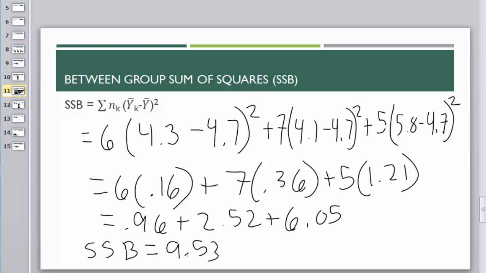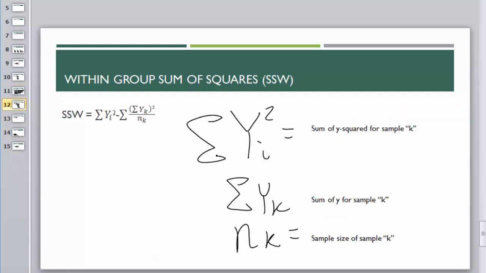Let's move on to the SSW. Here is the formula for that, where the sum of y squared sub k is the sum of y squared for sample k. Again, k standing for any of these samples. The sum of y sub k stands for just simply the sum of y for sample k. N sub k stands for the sample size of sample k.